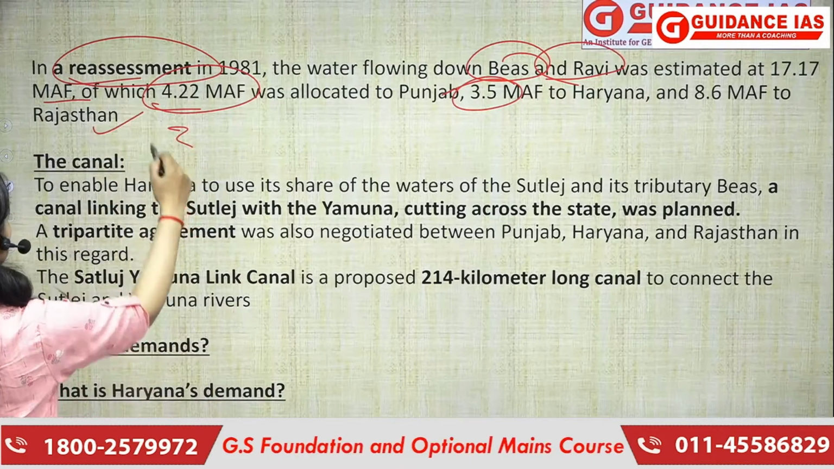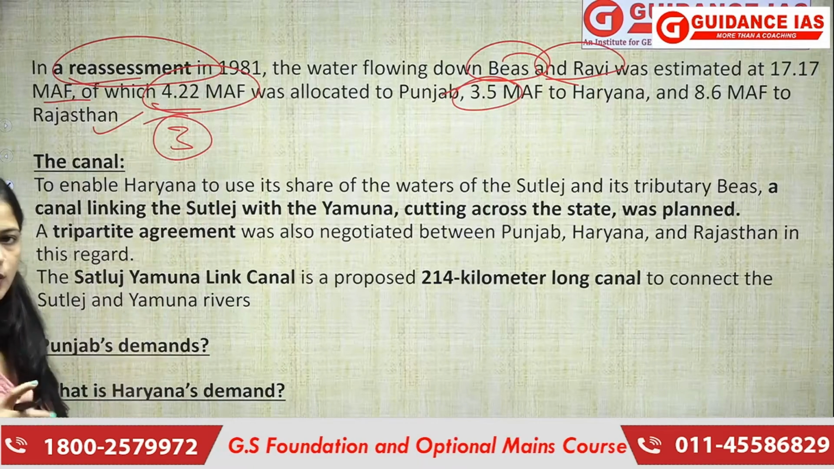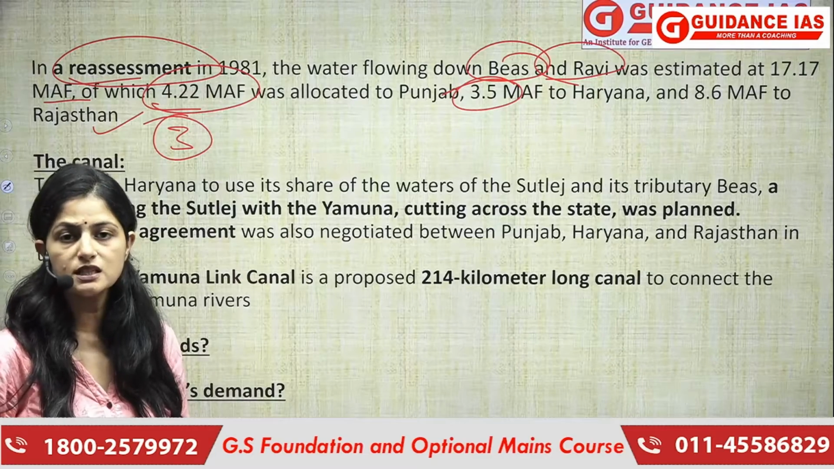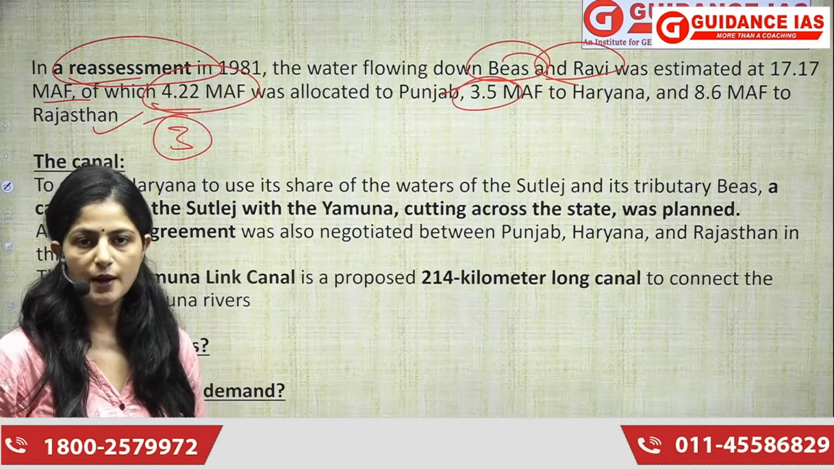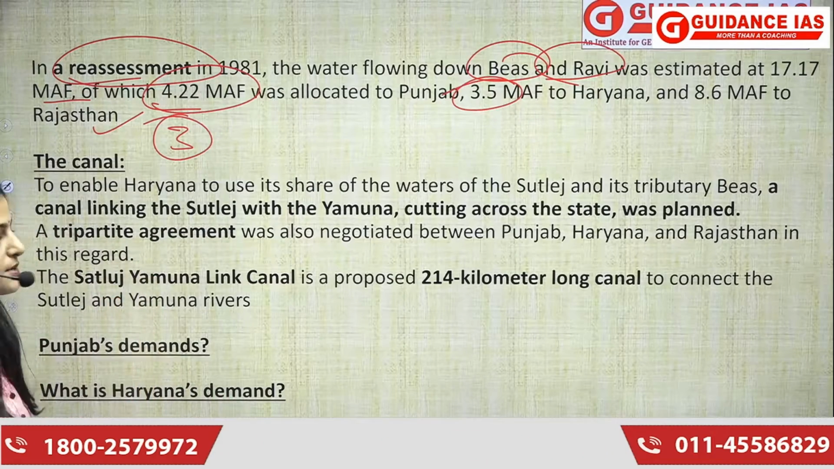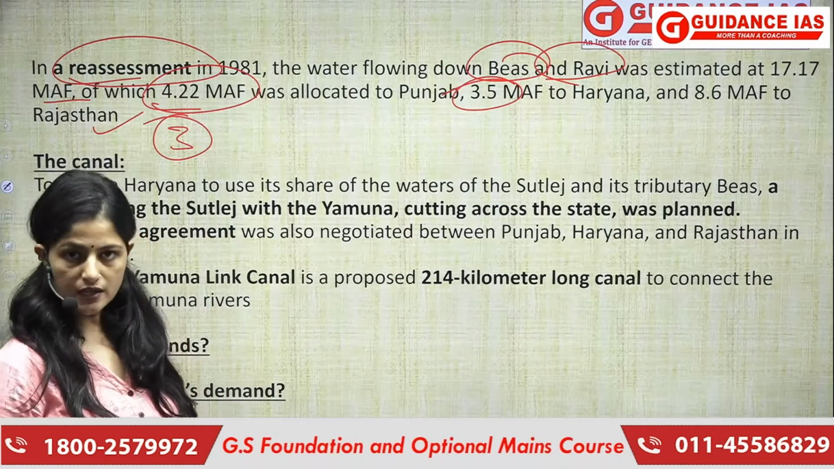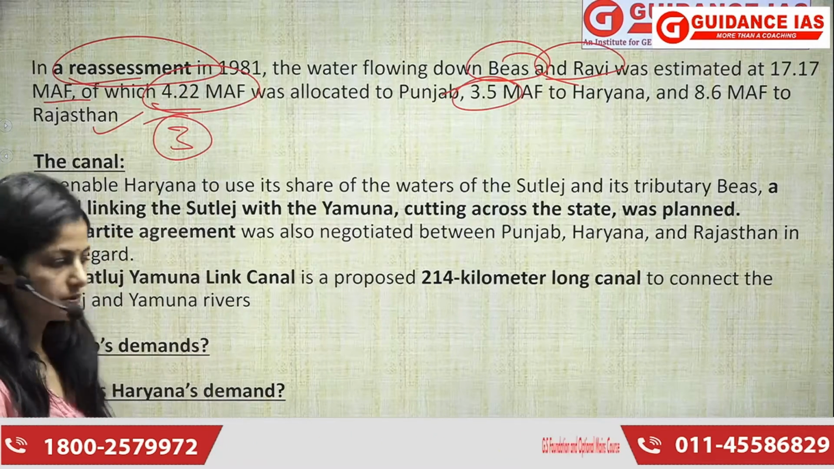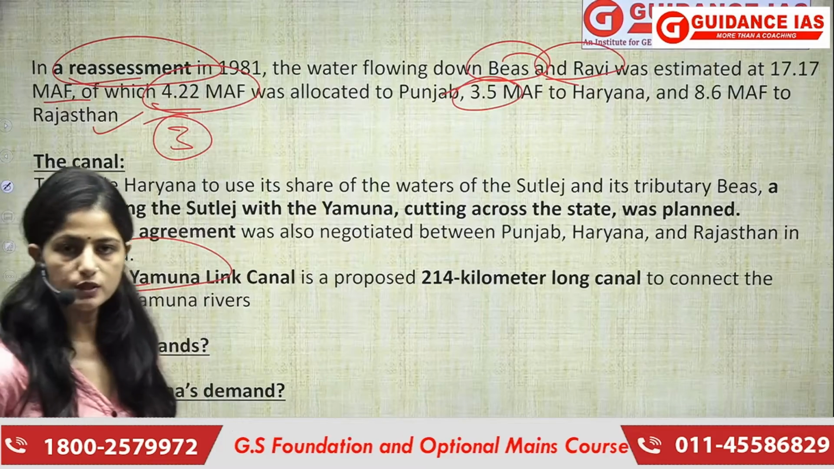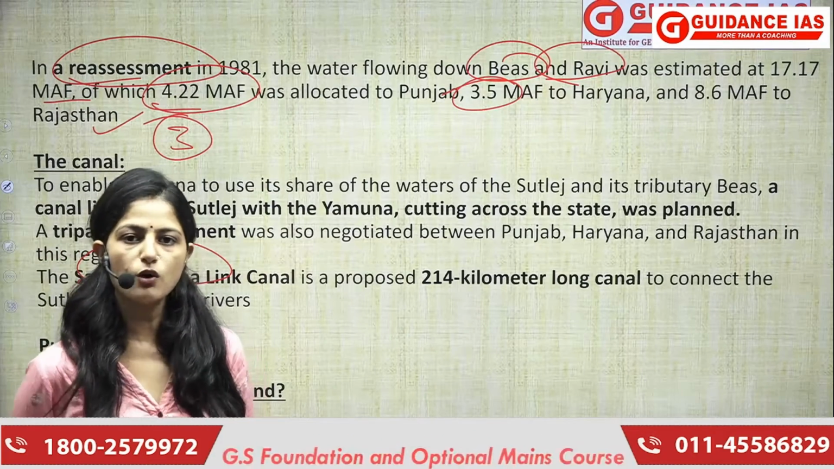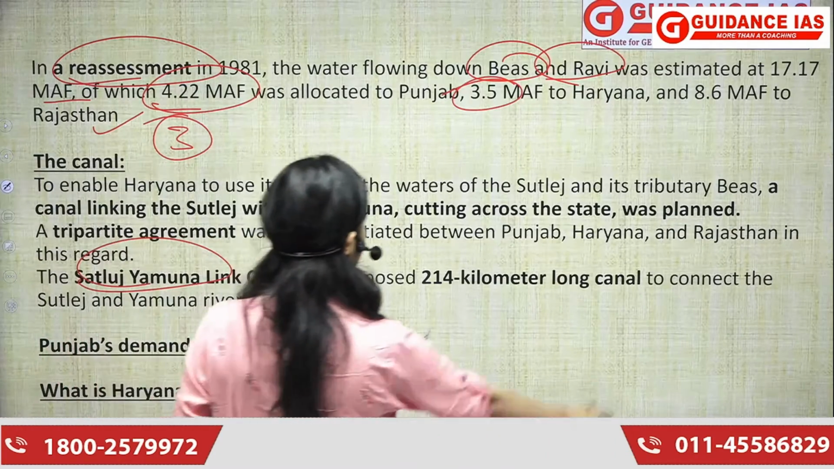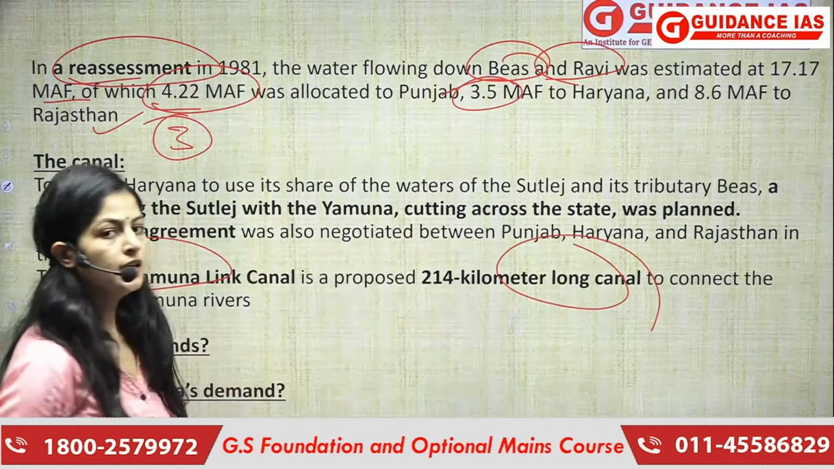So there were three states involved. If we talk about the canal itself, there was a tripartite agreement, which means a legal agreement between three parties. This agreement happened between Punjab, Haryana and Rajasthan over the distribution of the water. The Satluj Yamuna canal was proposed at the same time, a 214 kilometer long canal which would connect the Satluj and Yamuna rivers.